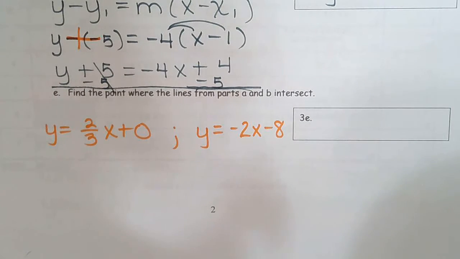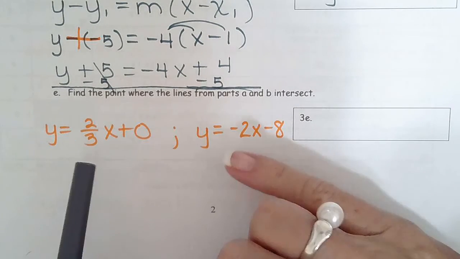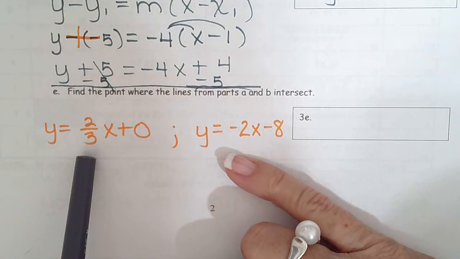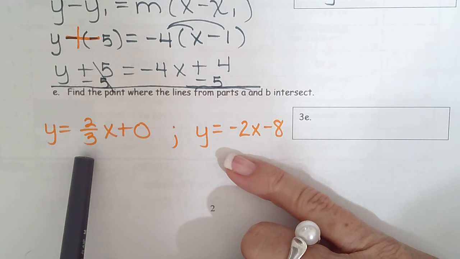Okay, we're on page 2 of Module 7, Quiz 2. So we're looking at the two equations that we found from Part A and Part B above, and it wants to know where do they intersect. So does everybody understand that just means solve the system, find the point of intersection.